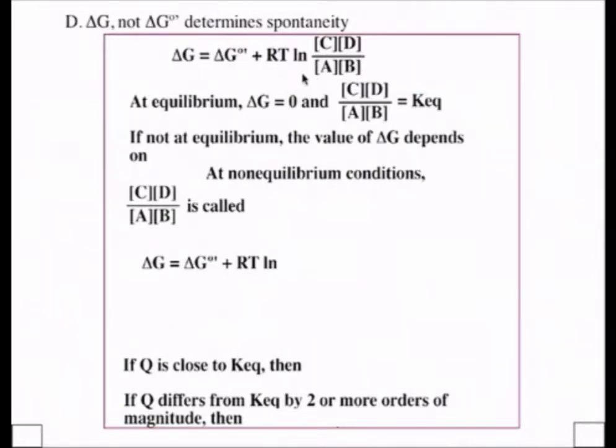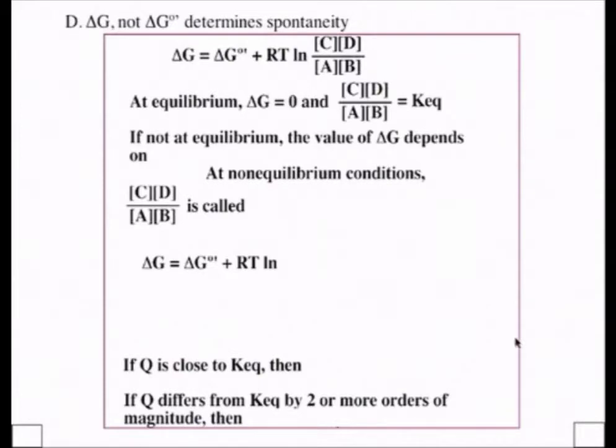So we recognize that when delta G is equal to 0, the equilibrium constant describes that ratio. Okay, so we can just use the known KEQ to describe that ratio. But not always are we at equilibrium. Not always is the actual delta G equal to 0. So if it is not, then this ratio of products over reactants is not the equilibrium constant. What do we call it and how do we use it?